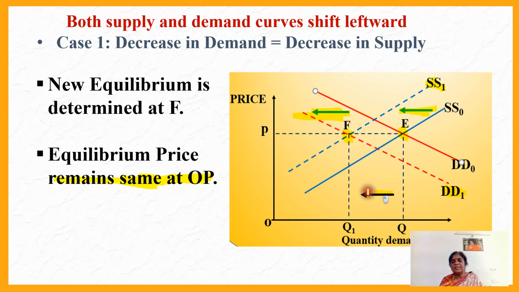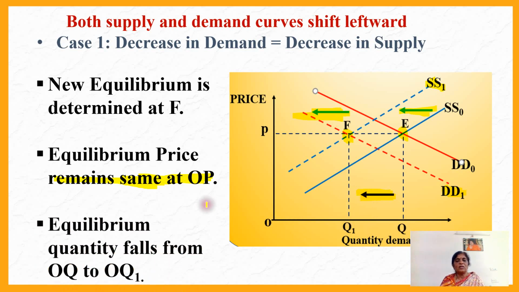What can you say? There is a decline in quantity. Quantity falls from OQ to OQ1. That is the conclusion we can make as far as the quantity is concerned. Therefore, quantity falls from OQ to OQ1. It is clear, I hope you understood. This is the case that a decrease in demand equal to a decrease in supply explains to us.